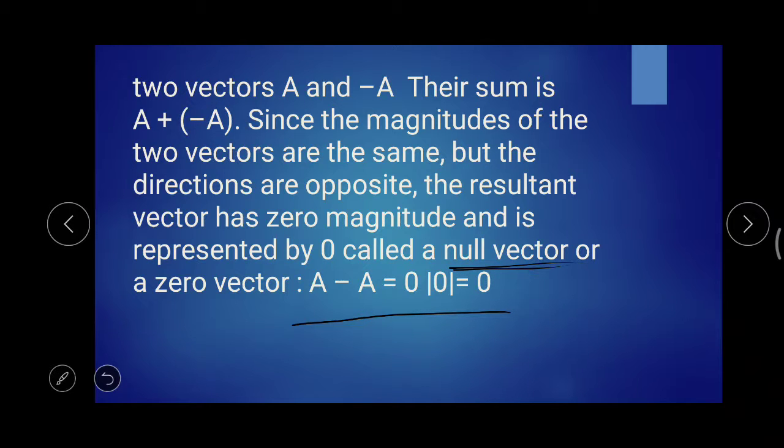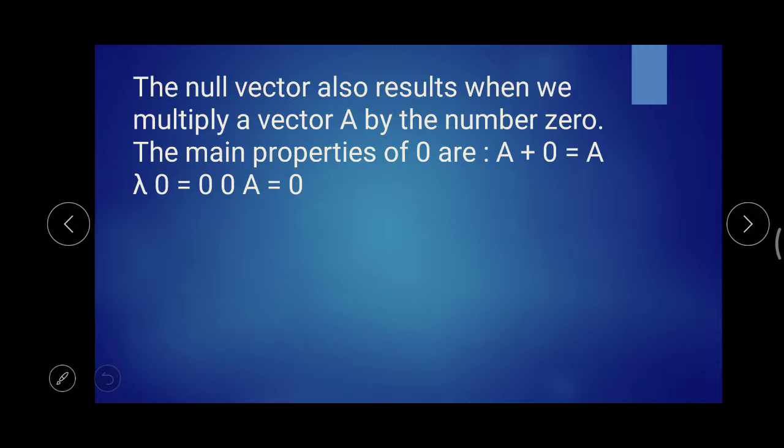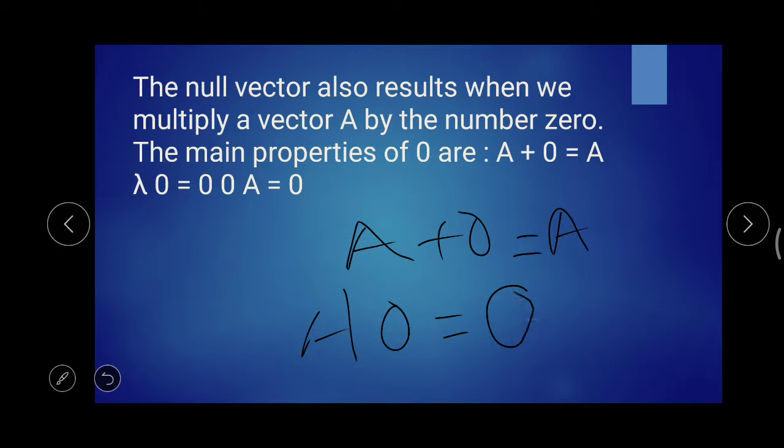Let's discuss two properties of null vectors. If you add a null vector to a vector, the answer is always the same vector. Suppose you add A with a null vector, you will obtain A. In the same way, if you multiply a vector with a null vector, it will always give you a null vector as the result. Or if you multiply a scalar quantity or a constant value lambda with a null vector, you will always obtain the null vector.